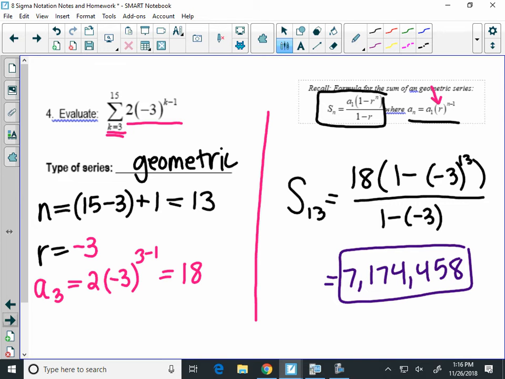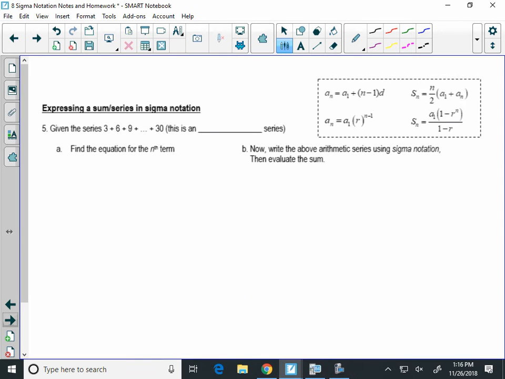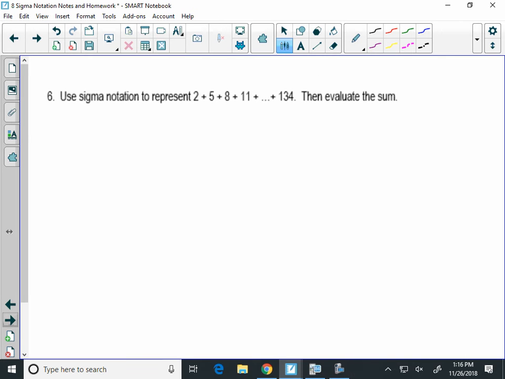We're going to switch gears here in a second. So what I've been doing is giving you the sigma notation. Now, we're going to write sigma notation. Heck yeah, it'll be a blast. Let's flip our paper over. I'm actually going to skip number 5. I want to do number 6. Then we'll do 7, and then I'll show you the shortcut.